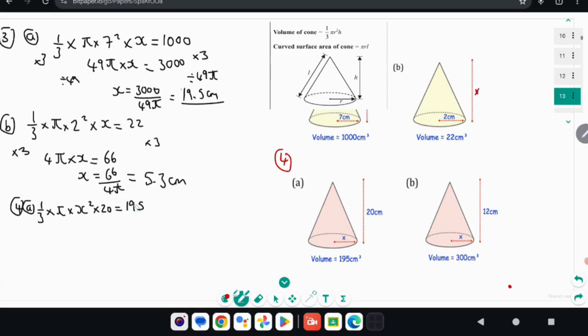Times both sides by 3 first. Gives us pi times 20, 20 pi, times x squared is equal to 585. I'm going to divide both sides by 20 pi. x squared is equal to 585 over 20 pi. Square root both sides. 3.1.